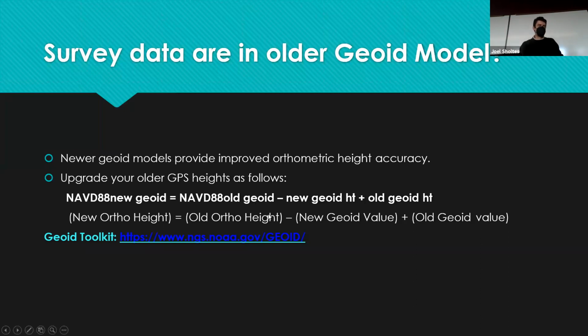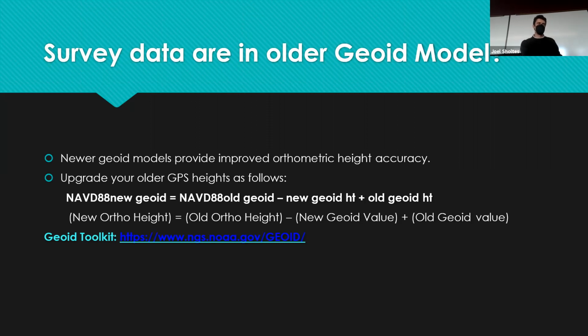All right, so we take our vertical elevation information. All of our survey data is going to have that Z component from the old geoid. We subtract the new geoid height out, and we add the old geoid height, and that will do the correction. So it's just some basic arithmetic. We end up with new ortho height is based on old ortho height minus new geoid value plus old geoid value. And this tool right here will help you do that. So there's a way to correct.